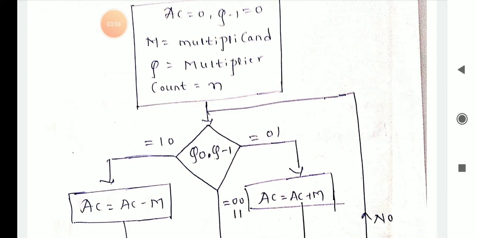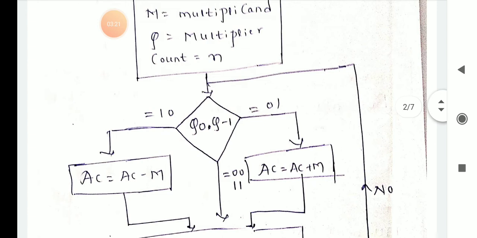It may be 3 bit, 4 bit, 5, or 6, depending on what is provided in your problems. So count is the number of bit size. N stands for the number of bit size of that register. Okay, next the output is going to be Q0 and Q minus 1.